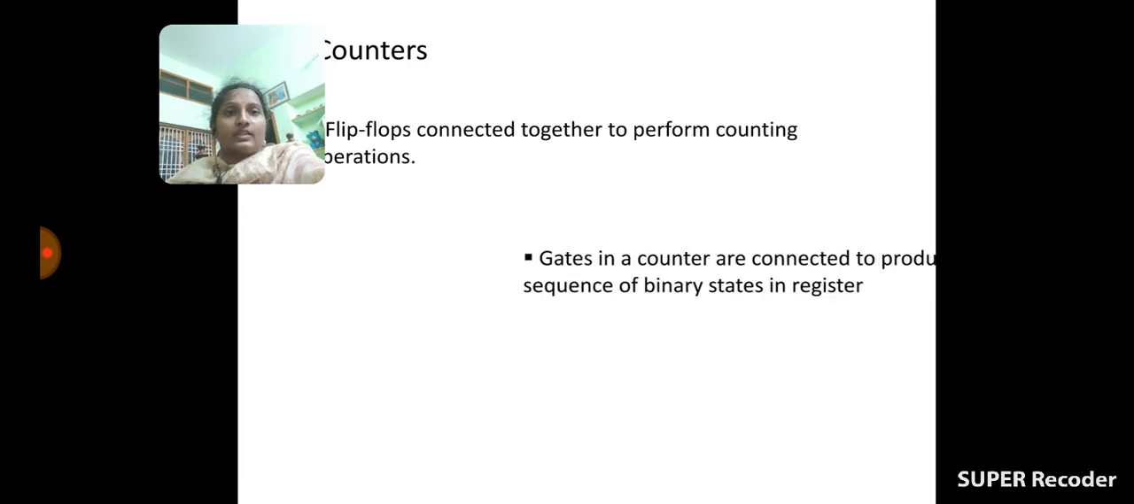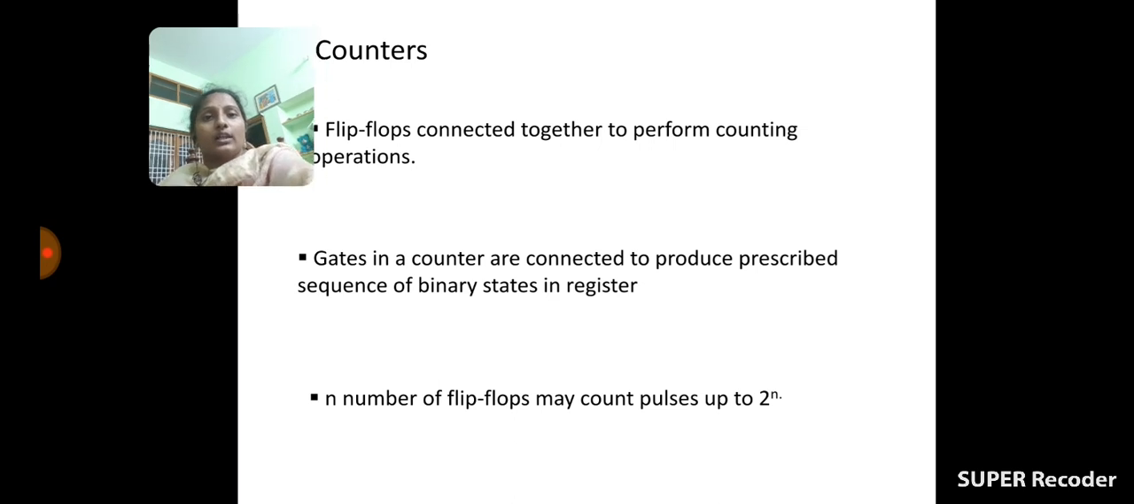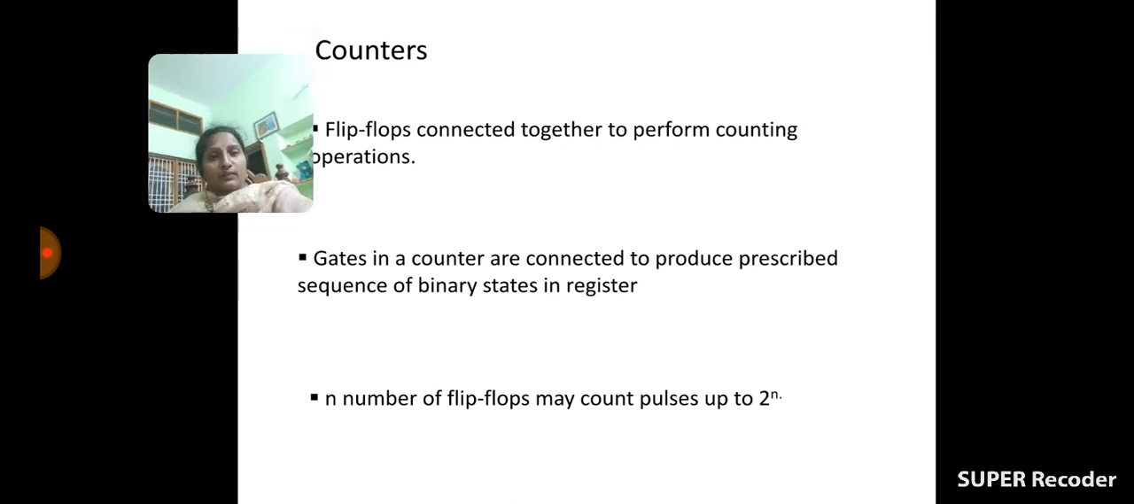Okay, and see here how the counters are manufactured. Flip-flops are connected together to perform the counting operation. So which kind of flip-flops are used in a counter? JK flip-flops or D flip-flops. Depends upon the requirement or type of the counter. Sometimes we move with JK flip-flops and sometimes with D flip-flops. And gates in a counter are connected to produce a prescribed sequence of binary states in the register.